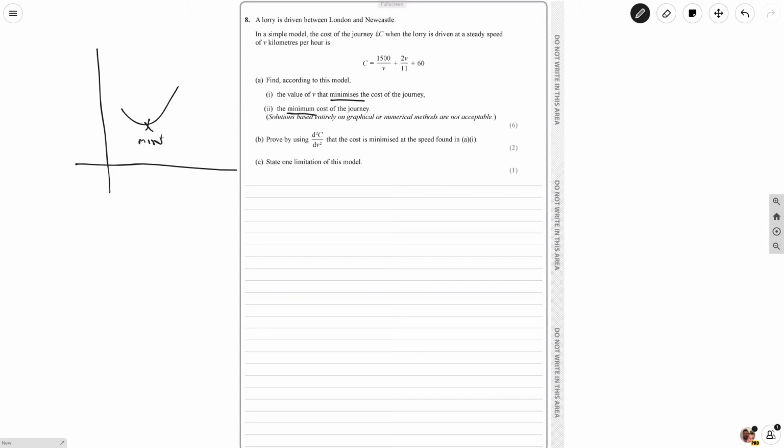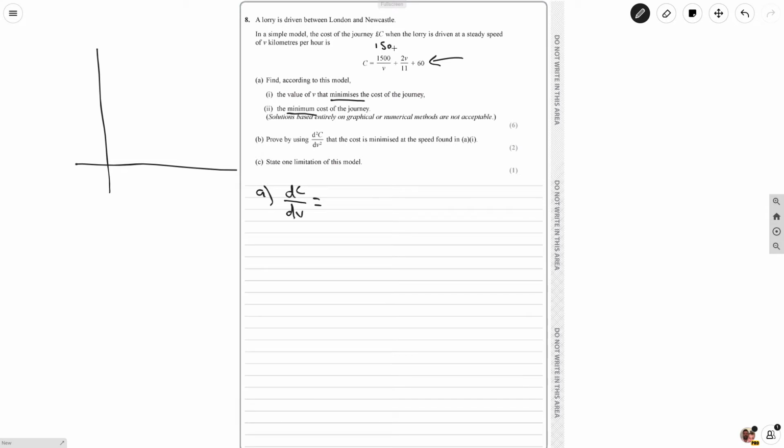Obviously a company is going to wish to minimize the cost of the journey. So it makes you think of calculus and differentiation. That's what we need to do with this. In terms of doing the maths, we need to differentiate this. Our notation is going to be dC/dV. But before we try to differentiate this, we really want to write it differently.